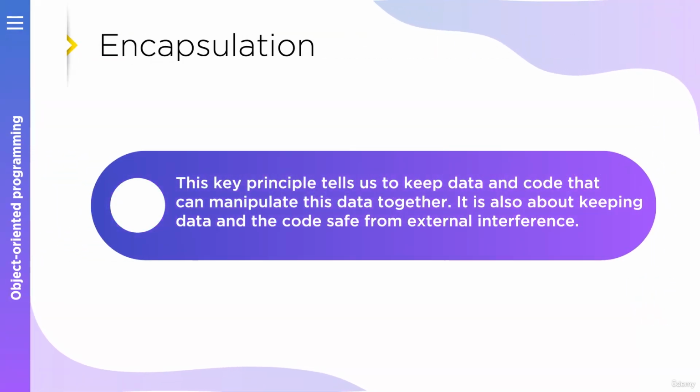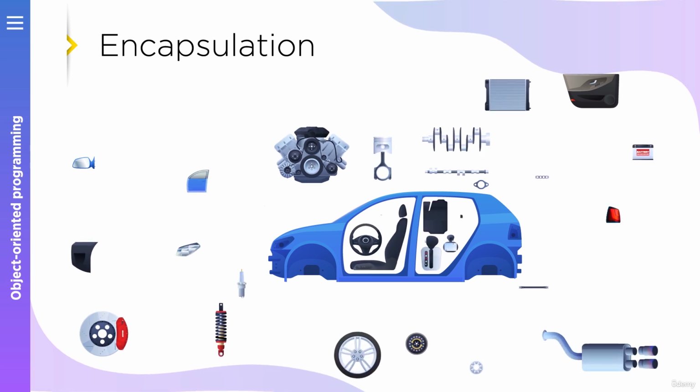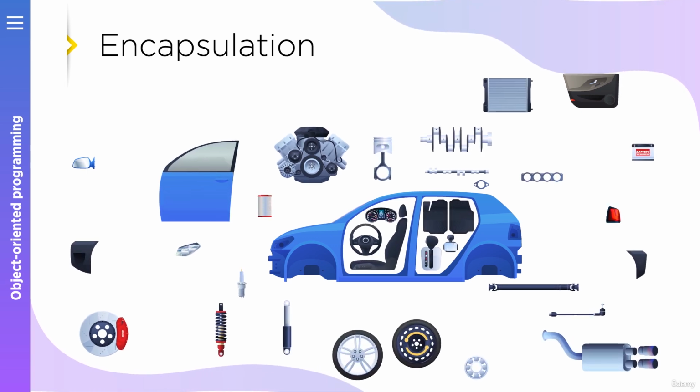Encapsulation. The key principle tells us to keep data and code that can manipulate this data together. It is also about keeping the data and the code safe from external interference. To understand it better, let me demonstrate encapsulation in real life. You have a car. The car is a separate object, and there is a gas pedal in it. The gas pedal is an external interface which sets the way we will interact with our car. When we push down the gas pedal, a lot of things happen.